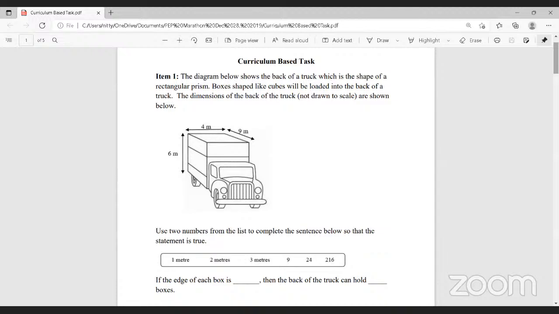Take a good look at the truck, take a good look at the dimensions, because the question that will come next, or the further instructions, will be to use two of the numbers from the list below right here to complete this sentence so that the statement is true.